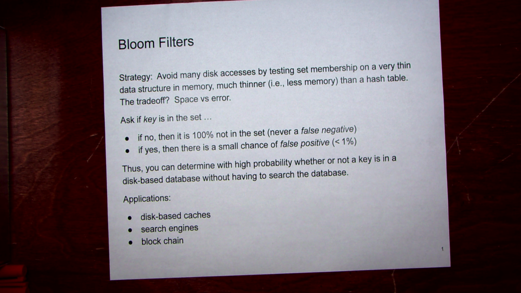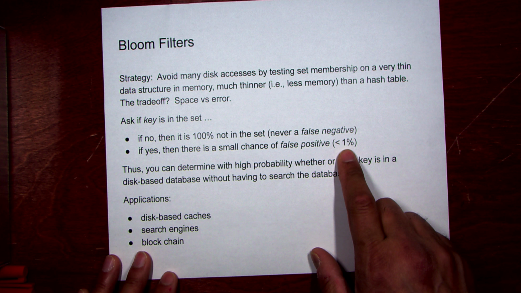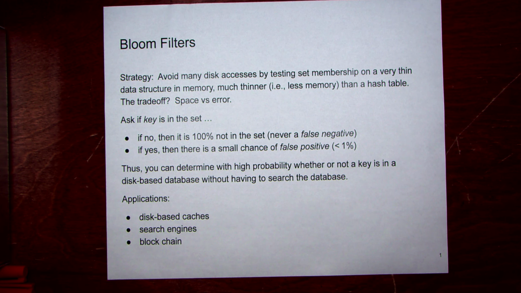So here's how it works. If you ask the Bloom filter, is it in the set, it will 100% say no if the thing is not in there. So the key is not in there, 100% says no, so there are no false negatives. But occasionally, and you can tune this, but I'll just say 1%, so it's fairly rare, there is a small chance it will say yes when it's not actually in the set. So you can avoid some disk accesses by doing this. Occasionally, 1% of the time, you end up going to disk when you didn't have to, but that's probably better than having to go to the disk all the time.